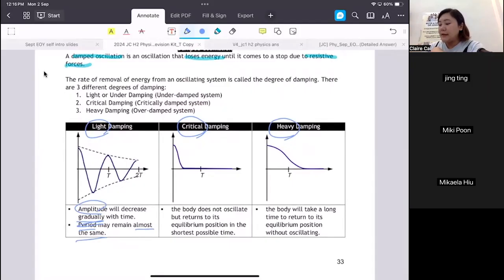Then critical damping is that it doesn't actually oscillate. So you can imagine once it starts, the force will cause it to stop at once. So it doesn't oscillate, and you return to the equilibrium position in the shortest possible time. But if I keep on increasing these forces, then you start to take longer already. You take a longer time to return.